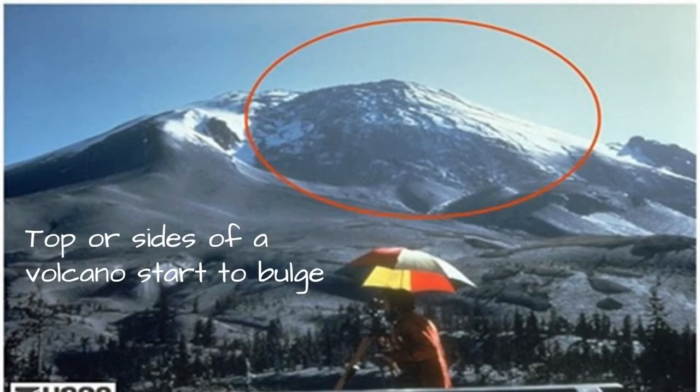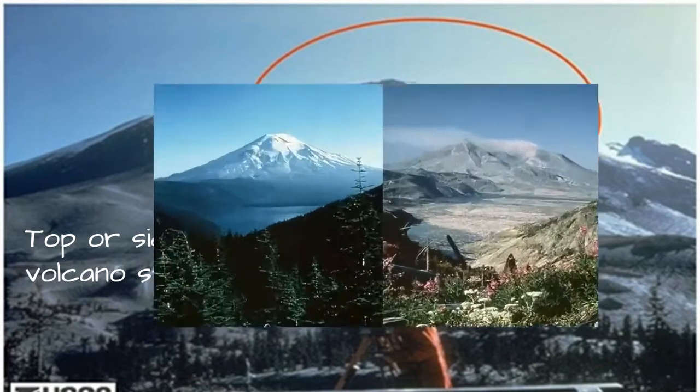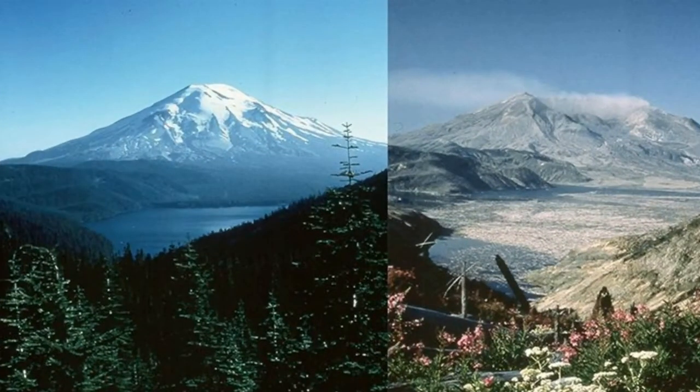Believe it or not, the tops and sides of these mountains can start to bulge before they explode. So the gas and everything is building up and building up and building up. That's what happened right here. This is Mount St. Helens, shortly before it exploded. So on the left is before, and on the right is after. It blew its side and top right off.